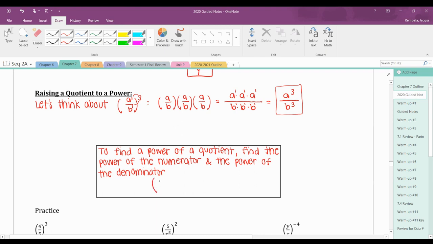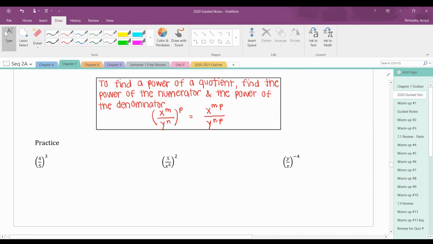Okay, so if I have x to the power of m divided by y to the power of n, and that's raised to the power of p, I'm going to keep the base of the numerator, but I multiply the inside exponent times the outside exponent. Keep the base of the denominator, multiply the exponent on the inside to the outside exponent. Okay, so let's take a look at some examples.